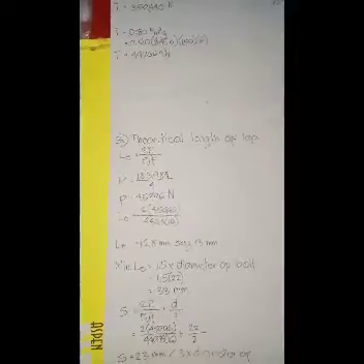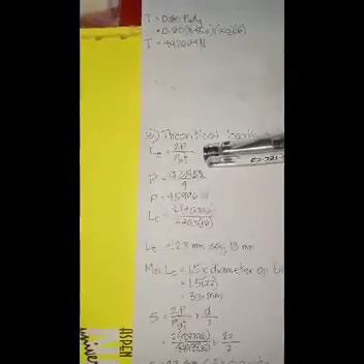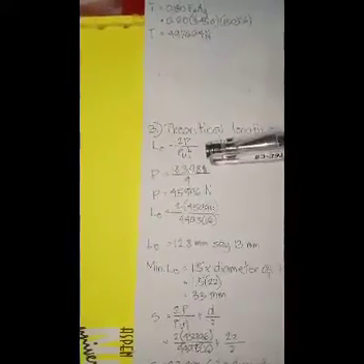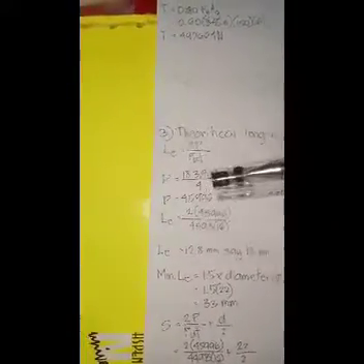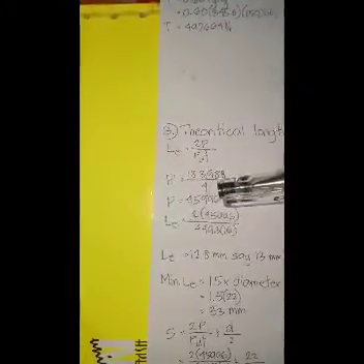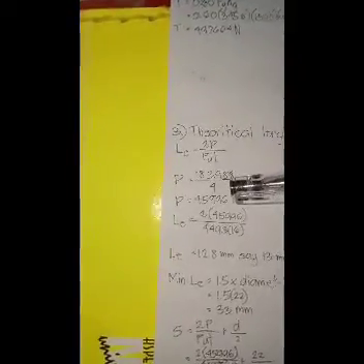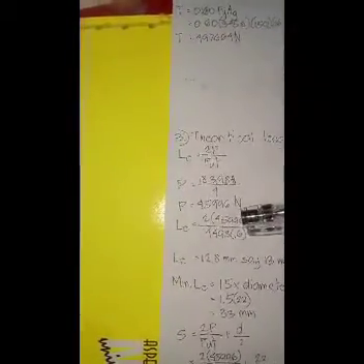Then in number 3, finding the theoretical length of lap. First, L sub e is equal to 2 times P over F sub u times T. We do not have the value of P yet, so we find it. P is equal to T over number of bolts. So P is equal to 183,984 over 4, which is 45,996 Newton. Now that we have P, we substitute it in L sub e, the edge distance.